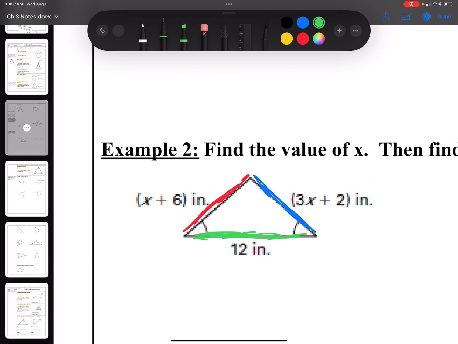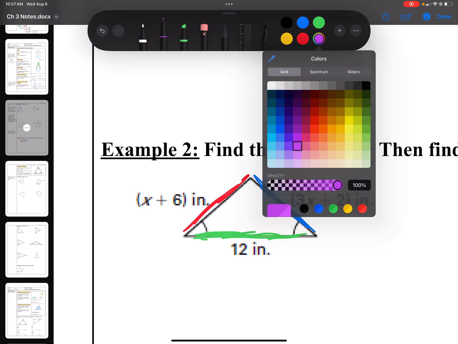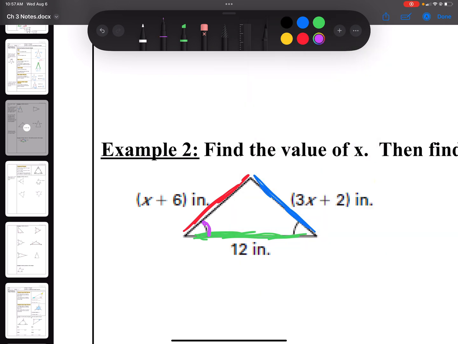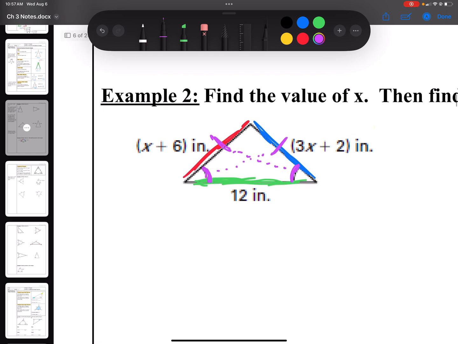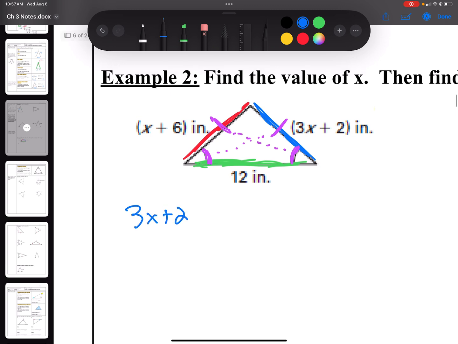But speaking of angles, I have, and I'm going to highlight them purple, 2 equal angles. Well, if I have 2 equal angles, that means I must have 2 equal sides. That means this side has to equal this side. So I can figure out what x is by taking the blue part and setting it equal to the red part.